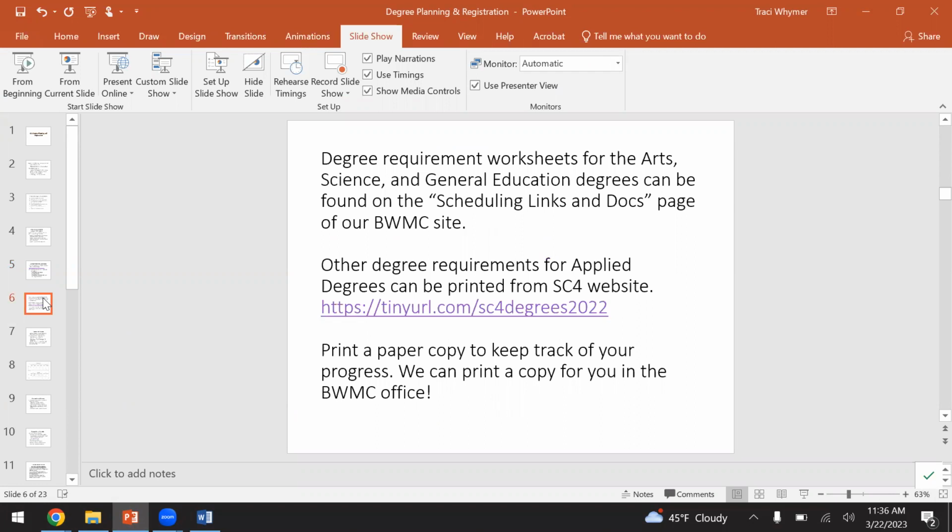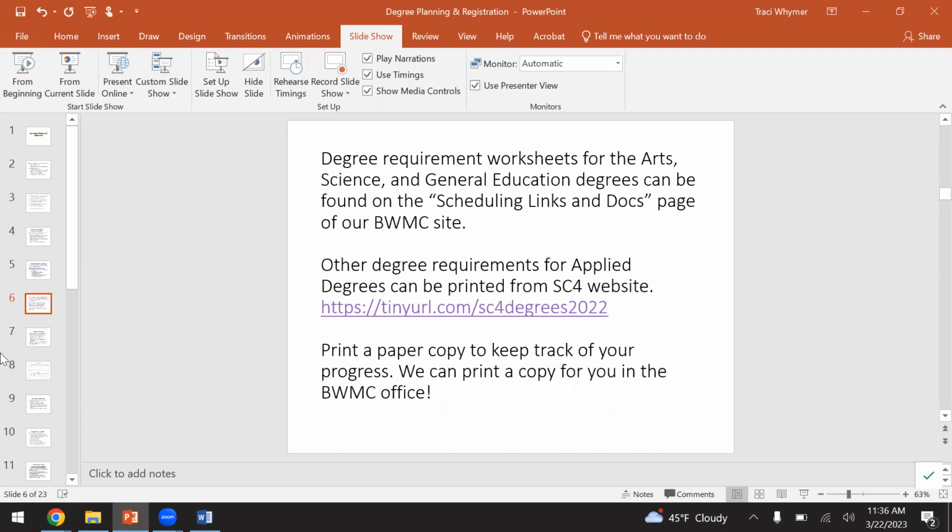And if you had chosen something when you first applied to SC4 and first came into the Blue Water Middle College, but you have since changed your mind, you can reach out to me and I can help you figure out what would be the right degree for you to be doing at SC4 based on what you want to do for a career later on.